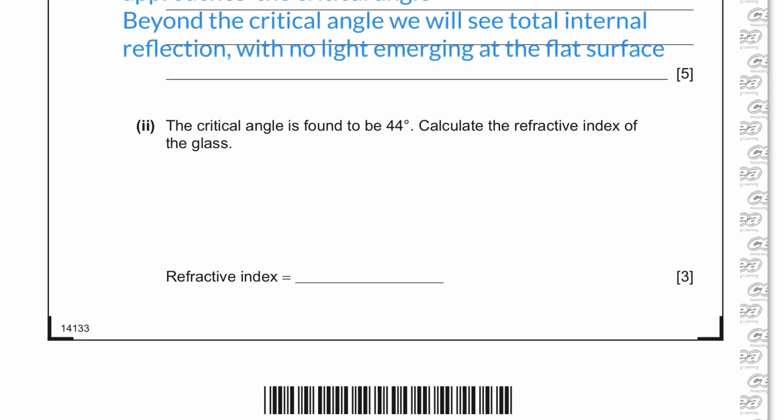The critical angle is found to be 44 degrees. Calculate the refractive index of the glass. So this again uses your equation. So n is 1 over sine c. So we sub into that with c of 44 degrees, and that gives us an n of 1.44.